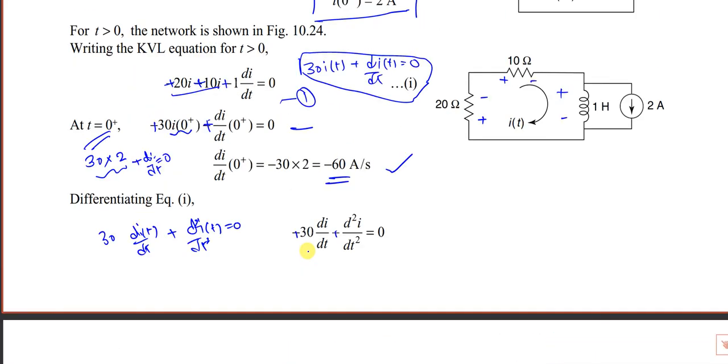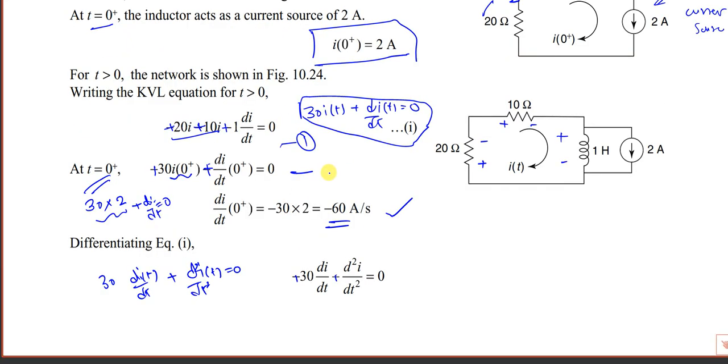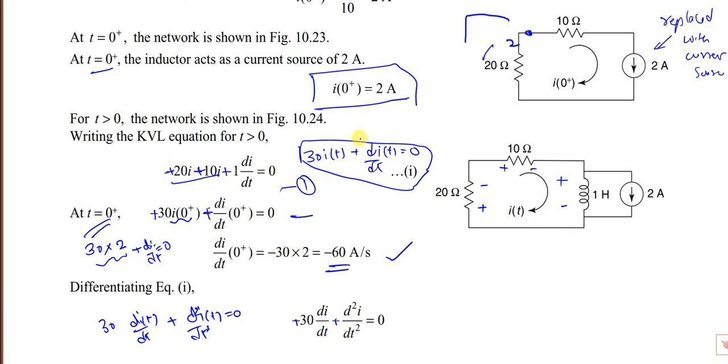So you have to use the previous value in the next. So don't make a mistake in the very first step. If you make a mistake in the first step, that means in the I of 0 plus, you will get the wrong di by dt value, and d square I by dt square also wrong. It is because the value is actually passing to the next level. So don't make any mistake in the I of 0 plus value. Okay, thank you.